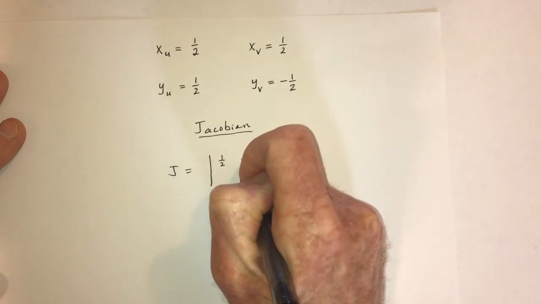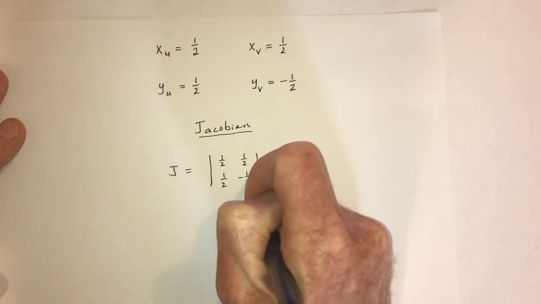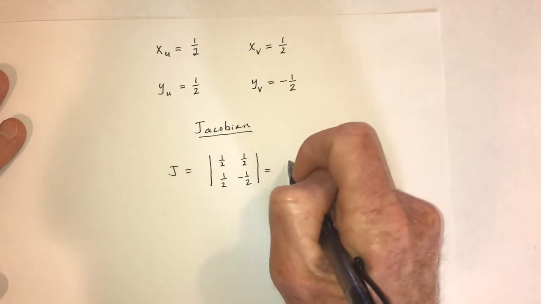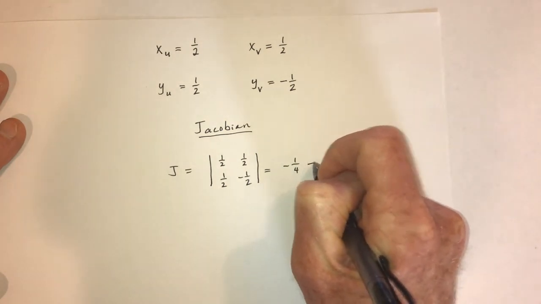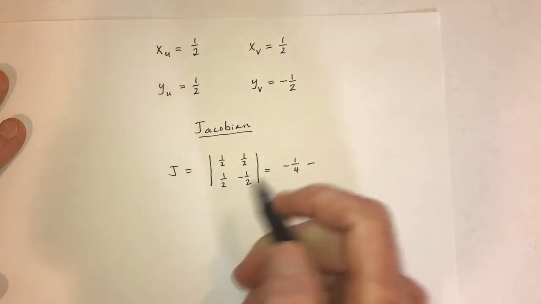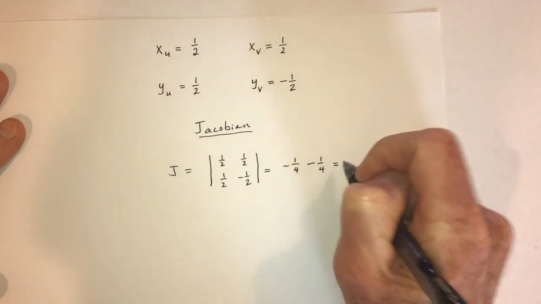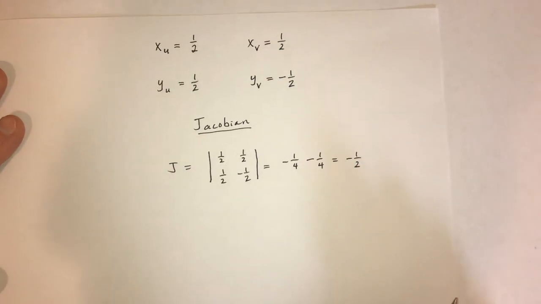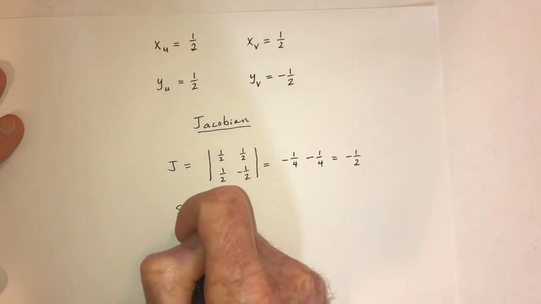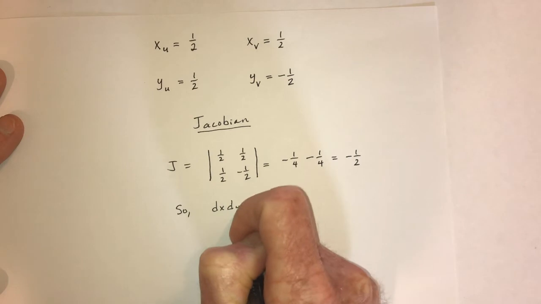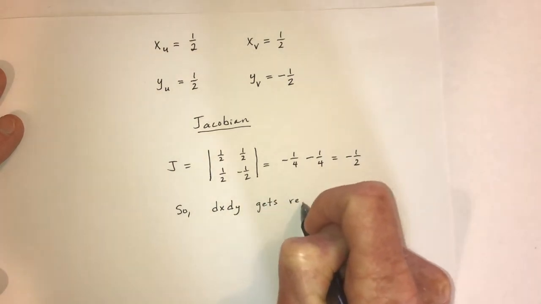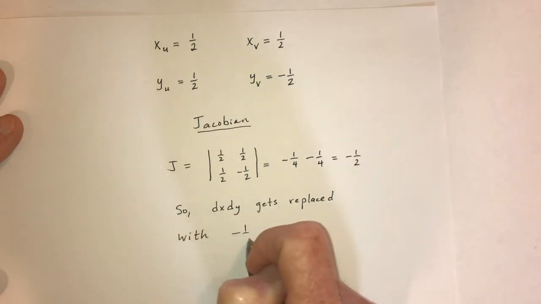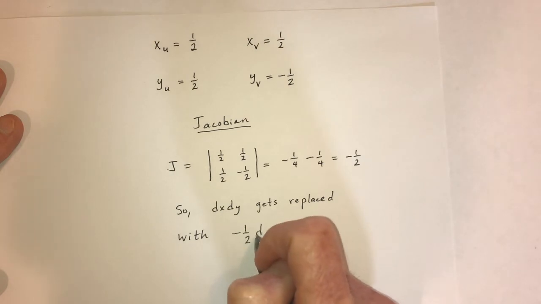So it's going to be a half, a half, a half, and negative 1/2. So when you multiply these guys, that's going to be negative 1/4. And then minus, when you multiply these guys, that's going to be a 1/4. And then 1/4 and 1/4 is a half, so the Jacobian is equal to negative 1/2. And that means that dx dy gets replaced with negative 1/2 du dv.